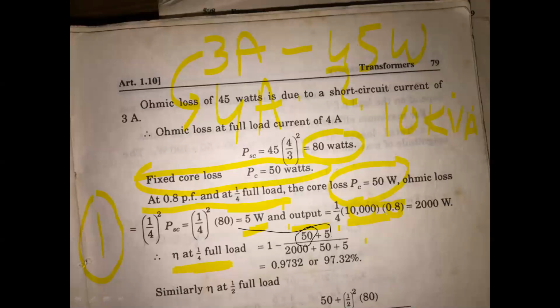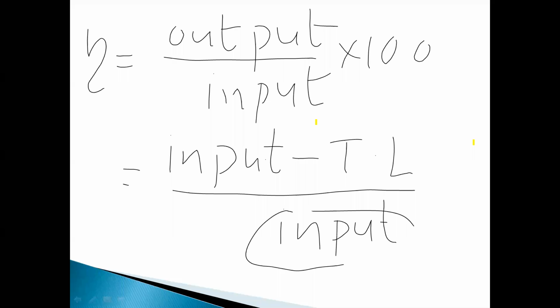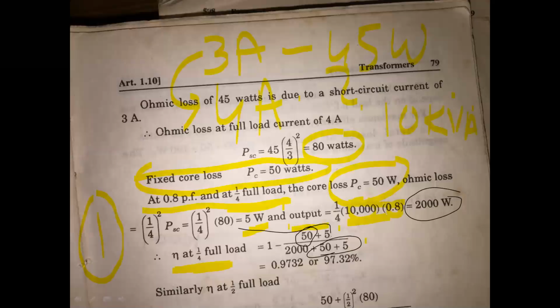Input is equal to output plus loss. Output is 2000, and total loss is this one. So efficiency is output by input, that is 1 minus total losses by input, where input is output plus losses: 2000 plus 50 plus 5. So this is the efficiency at 1/4 load.